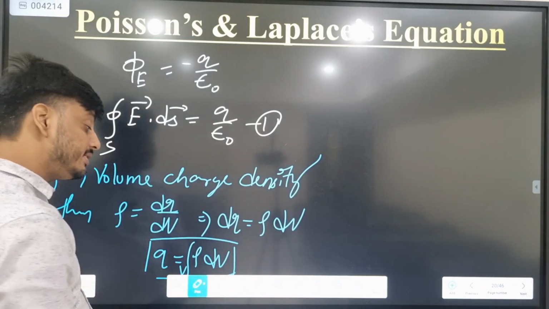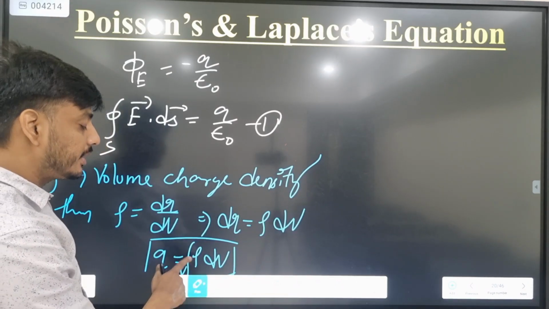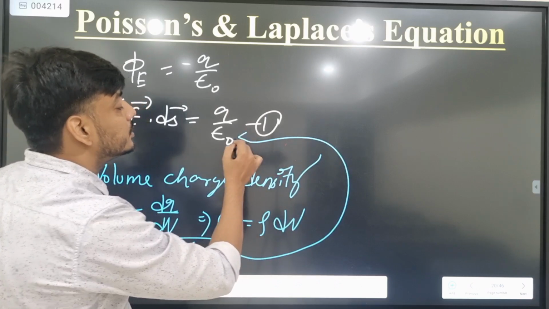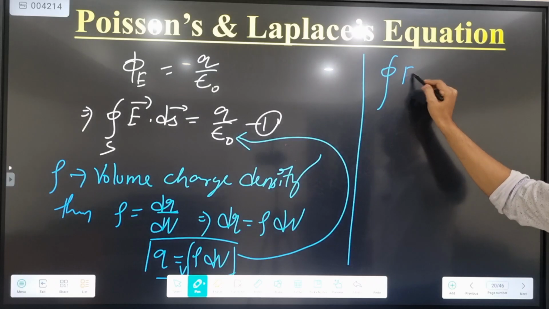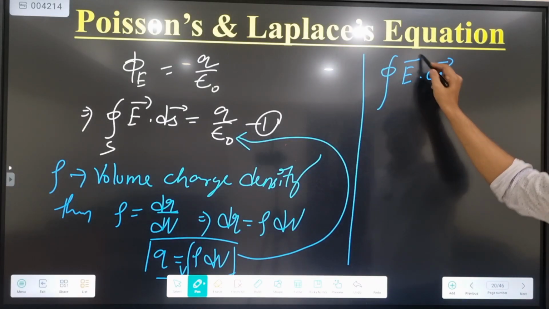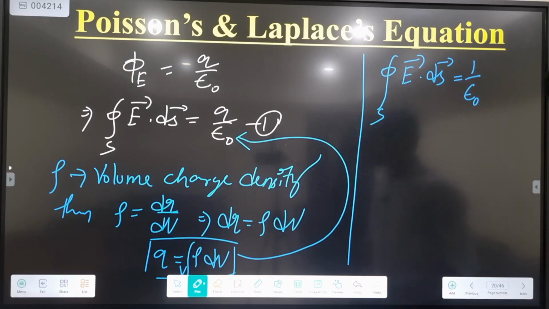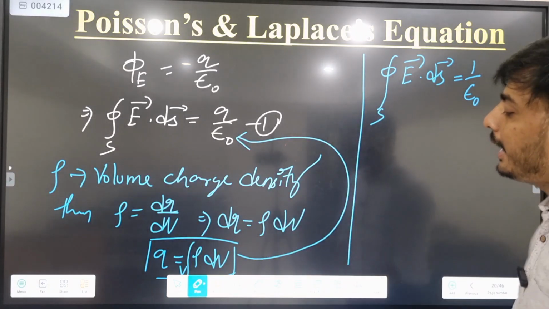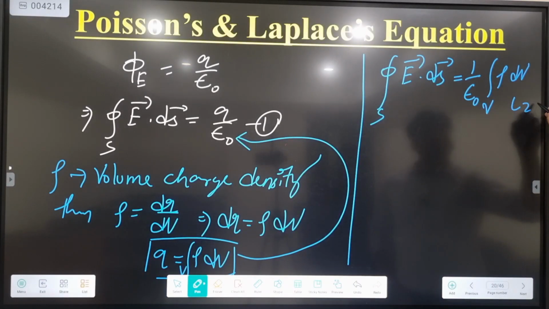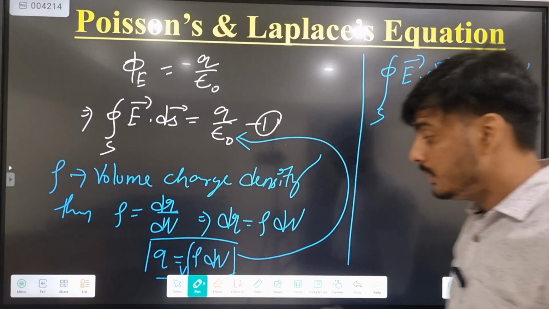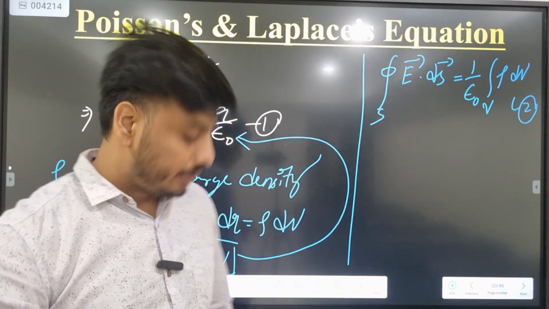If we take surface charge density, it is sigma ds. Line charge density, lambda dl. Volume charge density we have taken q equal to rho dv. We can use that in equation 1. So on the left hand side we will have the integration over s of E dot ds, equal to, on the right hand side, 1 by epsilon naught times the integration over v of rho dv. Equation number 2.